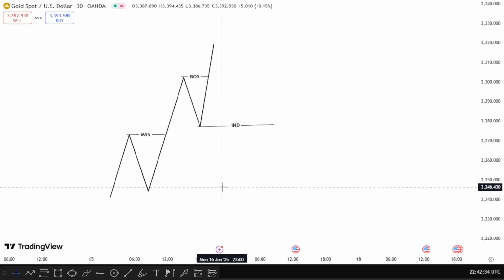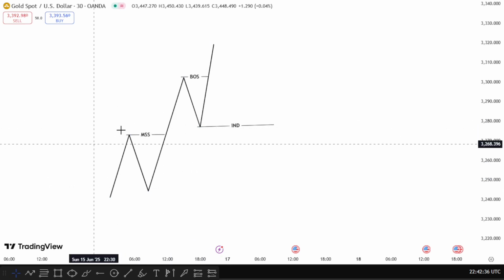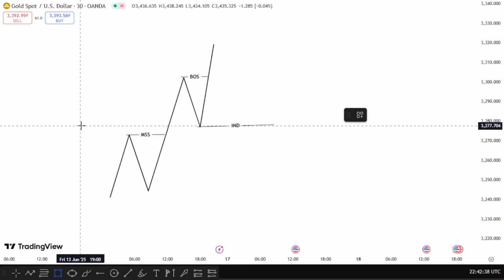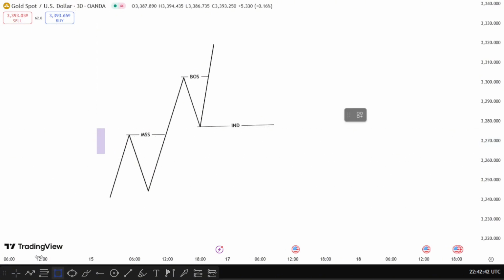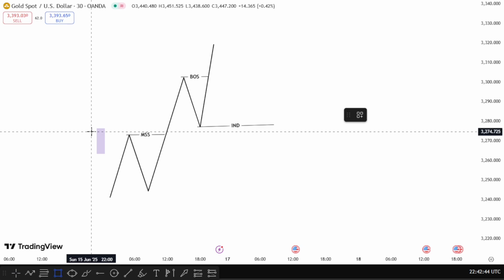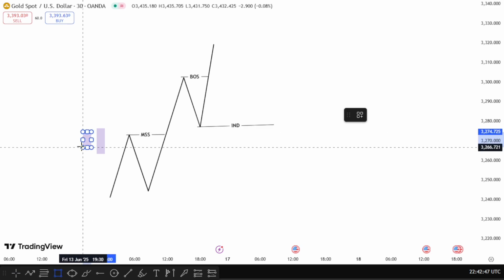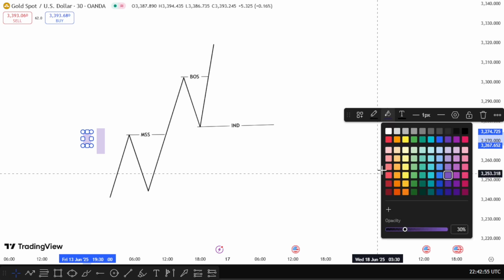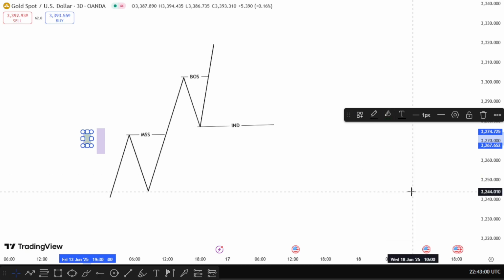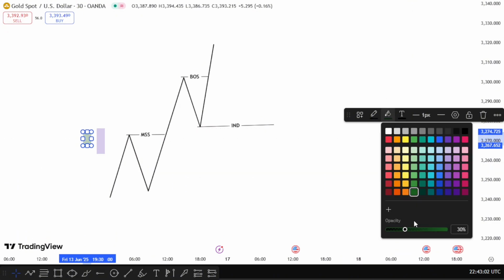So the next thing you do guys, you come to the left-hand side here and look for a breaker block. A breaker block is simply a filled order block. I've repeated that again and again. A breaker block is a filled order block. In this particular case, we use a small bullish candle followed by a big bearish candle.